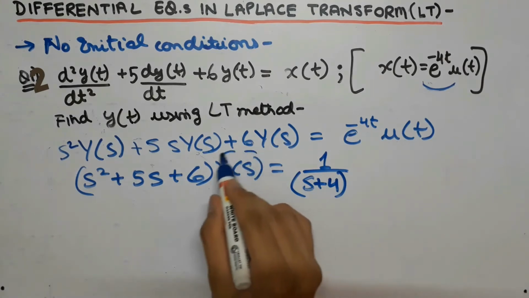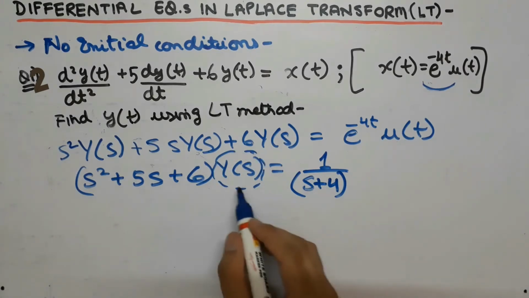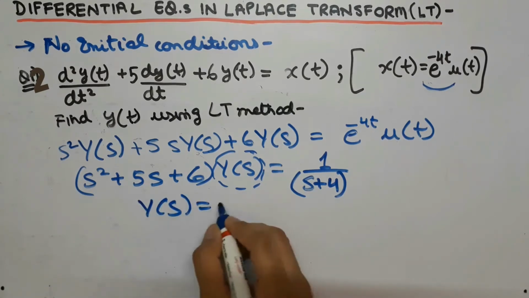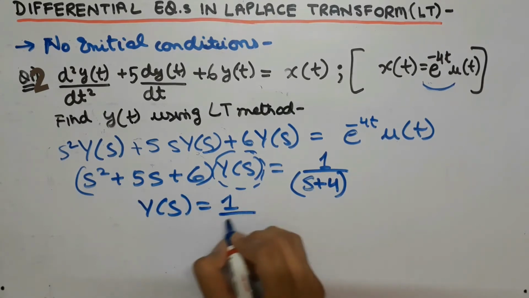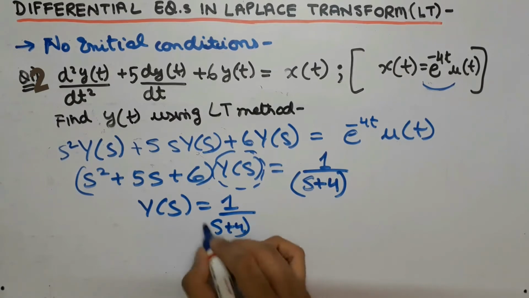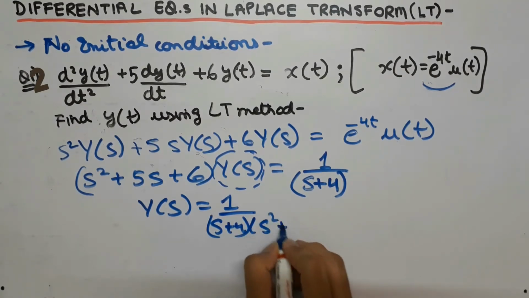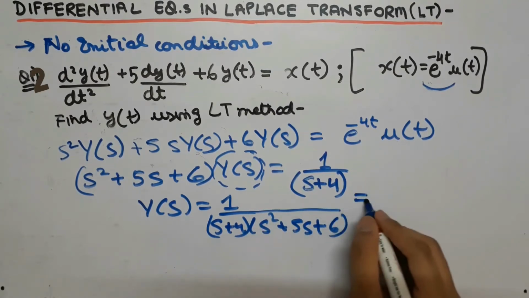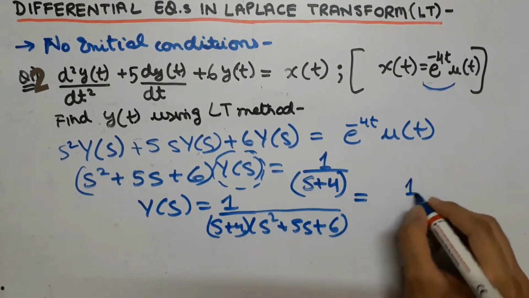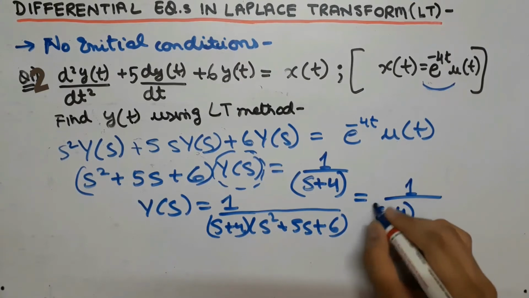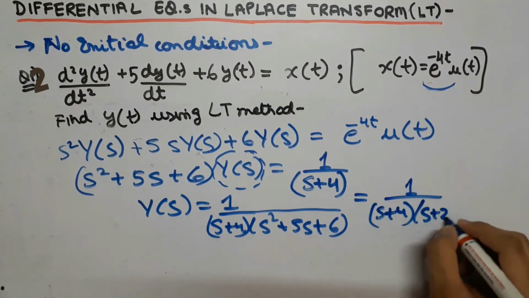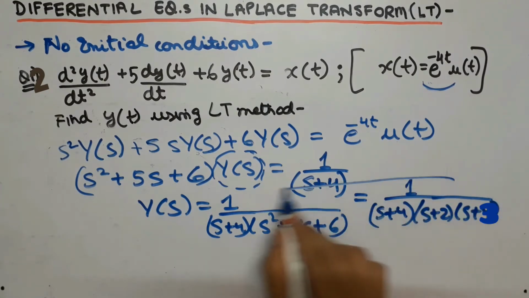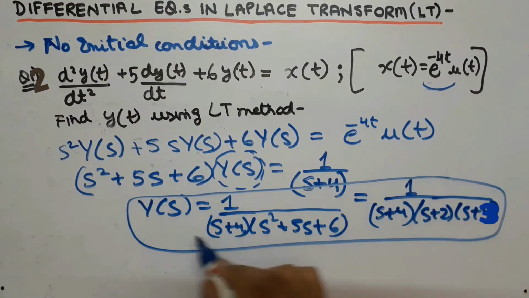Now guys, we have to find the value of Y(s). So now on further rearranging this, you will get the value of Y(s) as 1 upon (s+4) into (s² + 5s + 6). So on further solving this, you will get 1 upon (s+4)(s+3)(s+2). So guys, this is our value of Y(s).